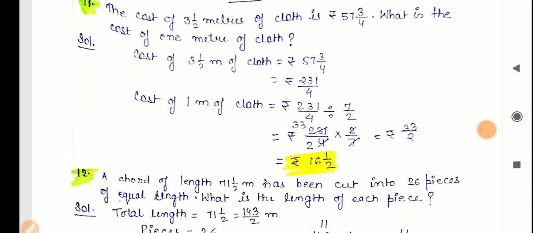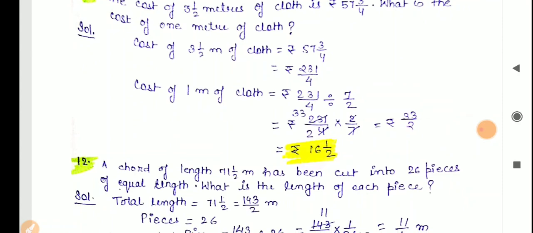So this is the cost of 1 meter of cloth. Understood? Whenever they are asking about 1 meter or less quantity, then we will divide, and when they are asking for more quantity, we will multiply.